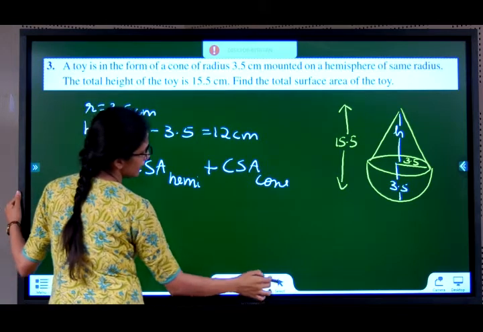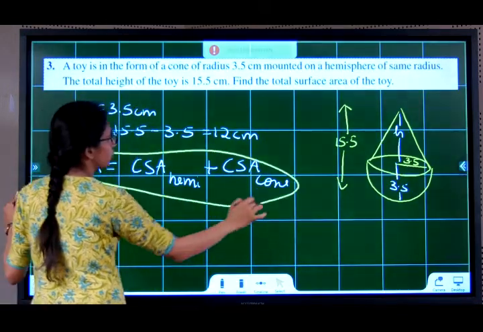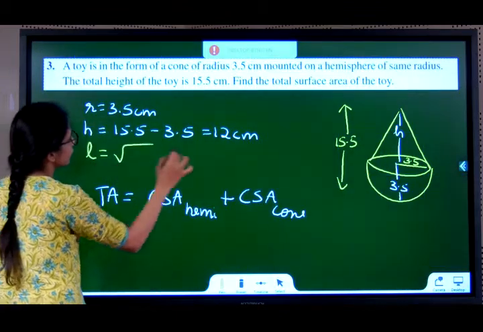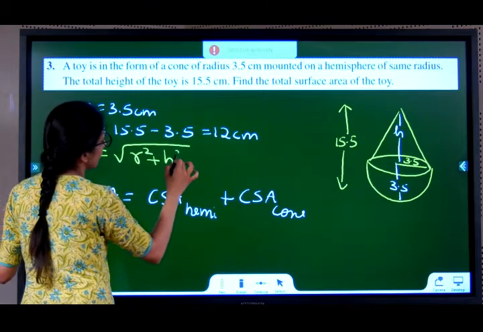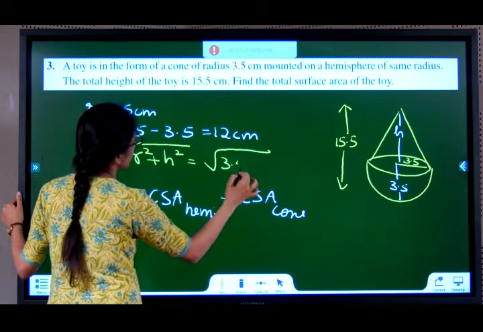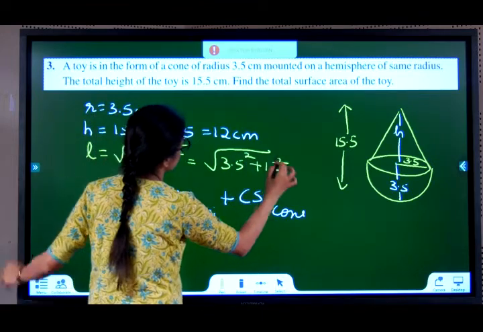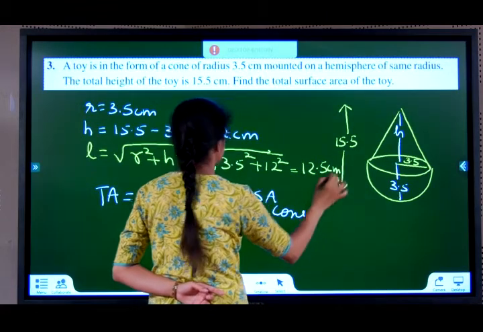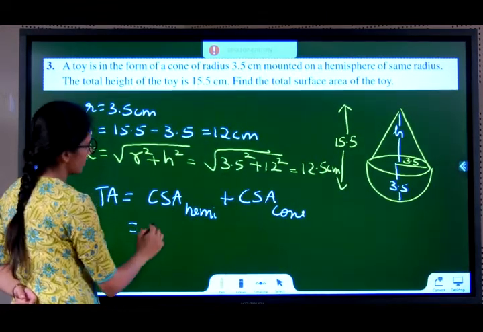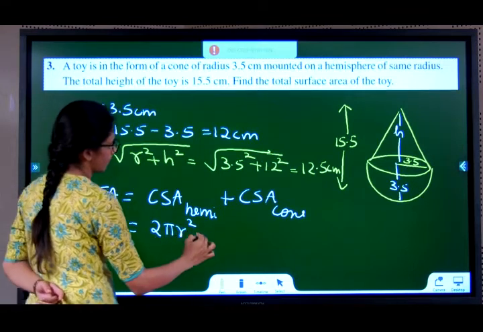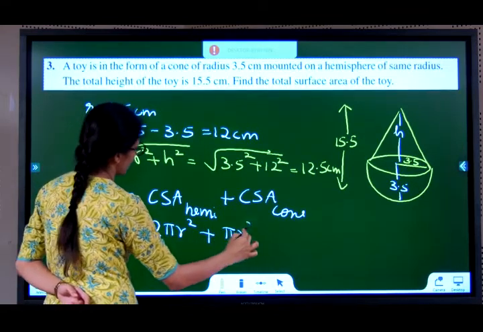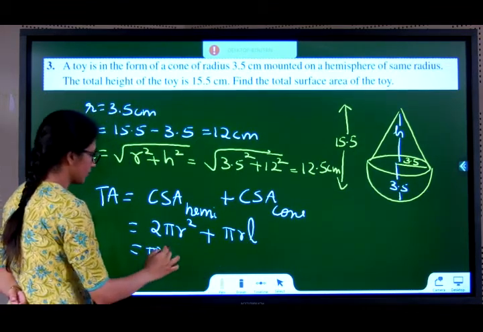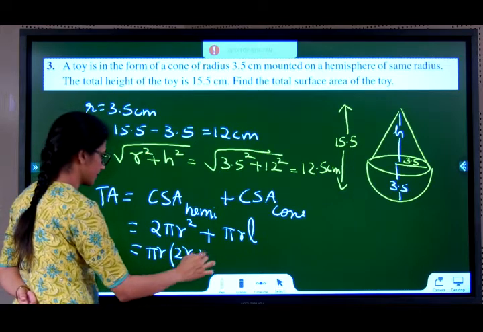CSA of cone is given as pi rl. So whenever you get cone problems, please find l first, then start your problem. l is equal to root of r square plus h square. Root of 3.5 square plus 12 square. You will get this as 12.5 centimeters. So now CSA of hemisphere 2 pi r square, CSA of cone pi rl. Take pi r common, 2r plus l.